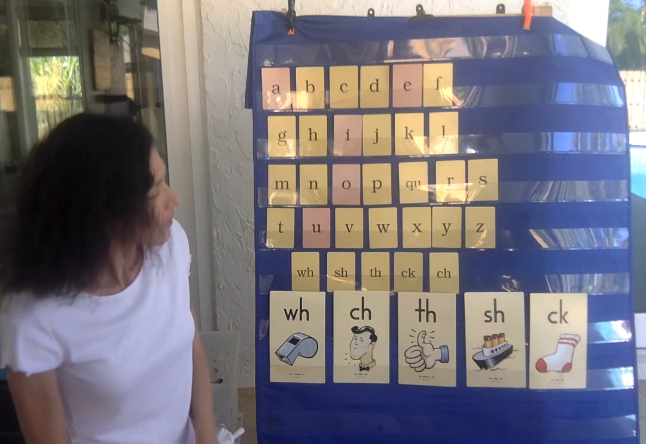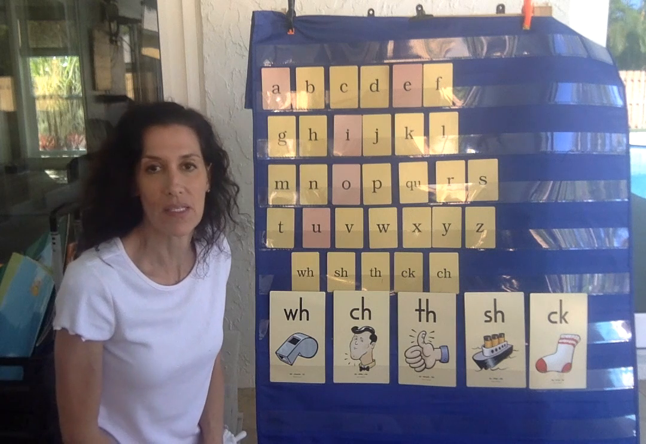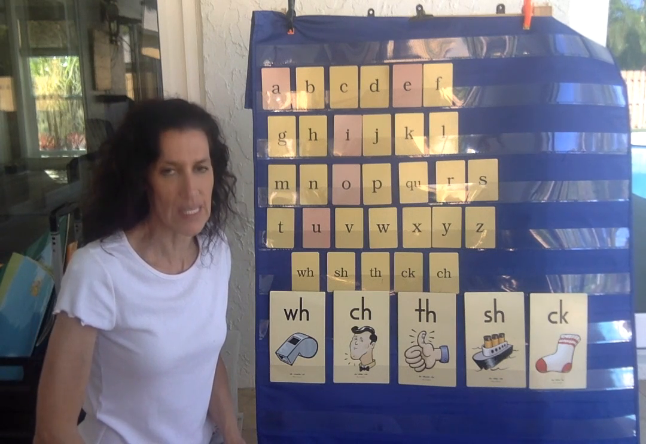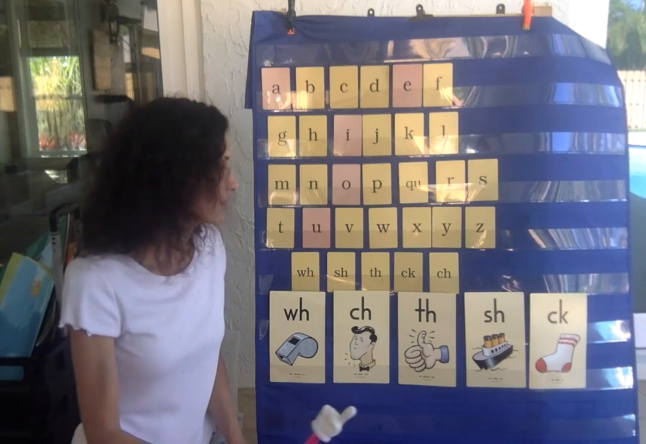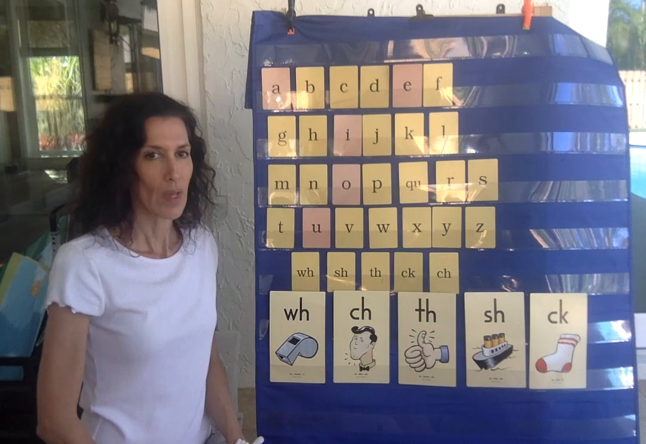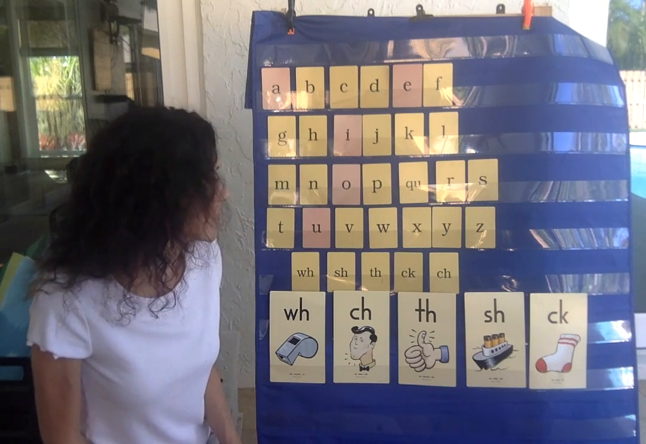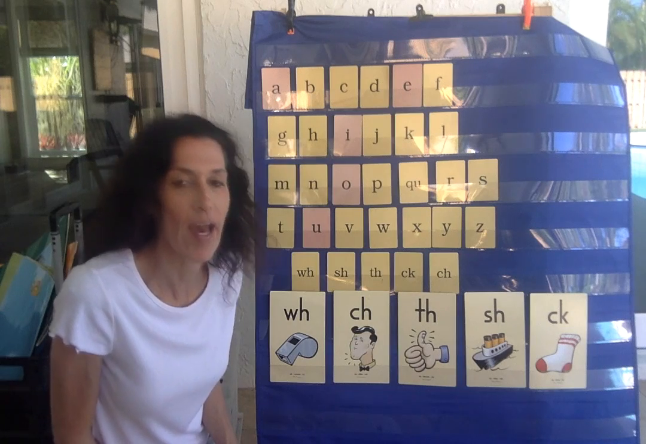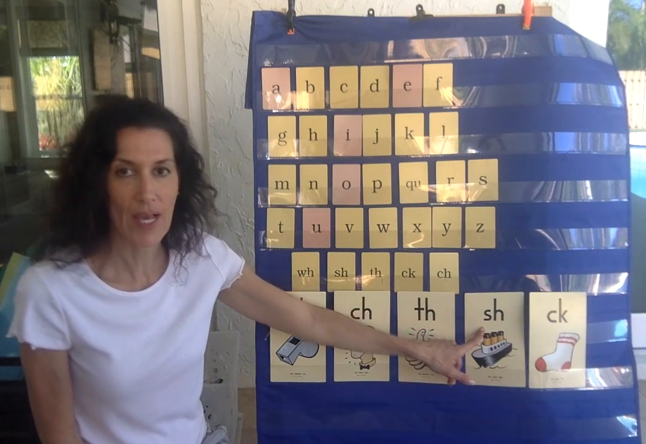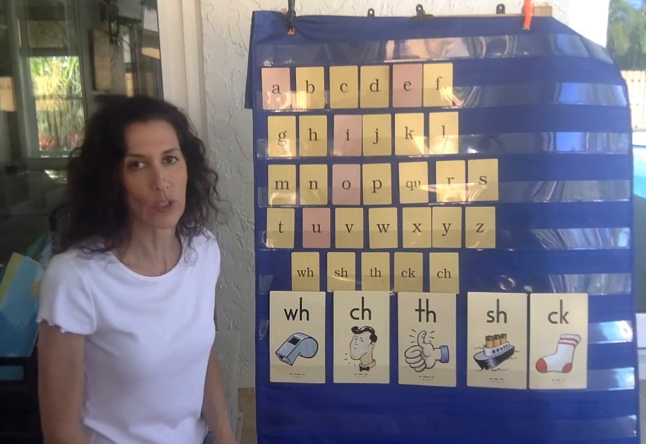We'll save that. How about the word this? Which digraph is used for this? Yes, TH, this. What about shadow? Which digraph do you hear in the word shadow? If you said the SH, shadow, you'd be correct. Absolutely.